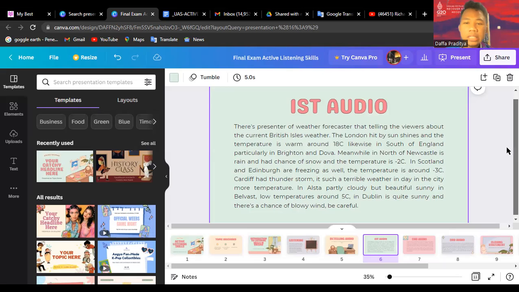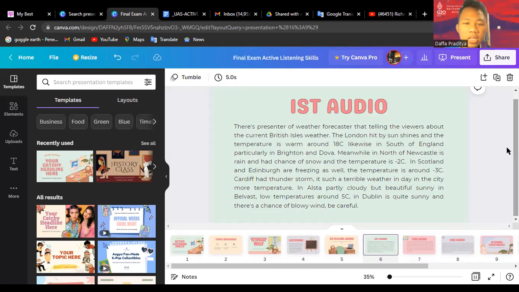Based on what the audio says, there is a presenter, a weather forecaster, telling the viewers about the current British Isles weather. London is hit by sunshine and the temperature is warm, around 18 degrees Celsius. Likewise in the south of England, particularly in Brighton and Dover. Meanwhile, in the north, in Newcastle, there is rain and a chance of snow, and the temperature is around -2 degrees Celsius.